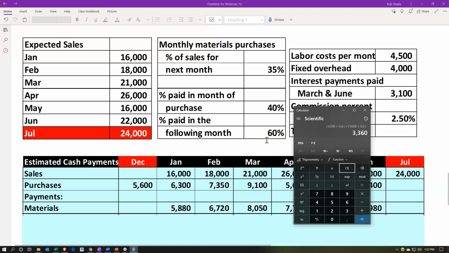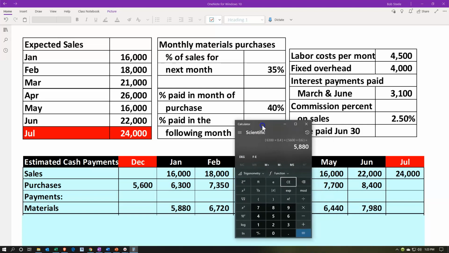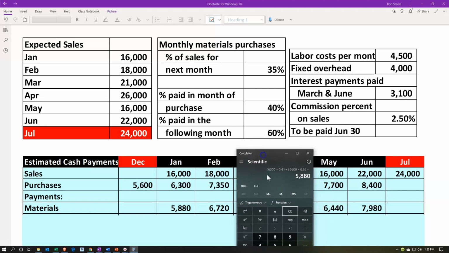And that's going to give us, then, 5,880. So here's the formula up top. Let's try that again. We're going to say, all right, how about for February? If we take February here, let's put it here. That should be enough.